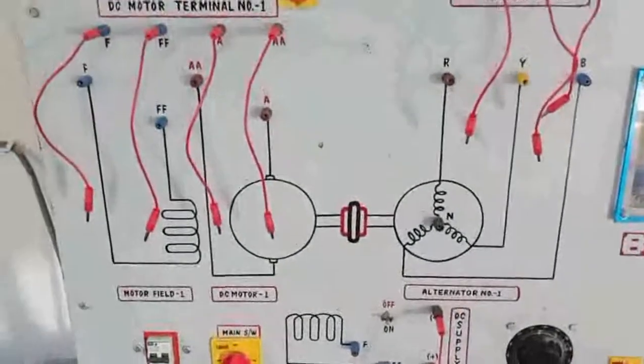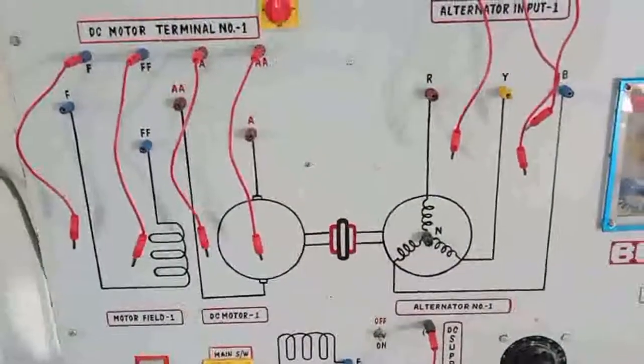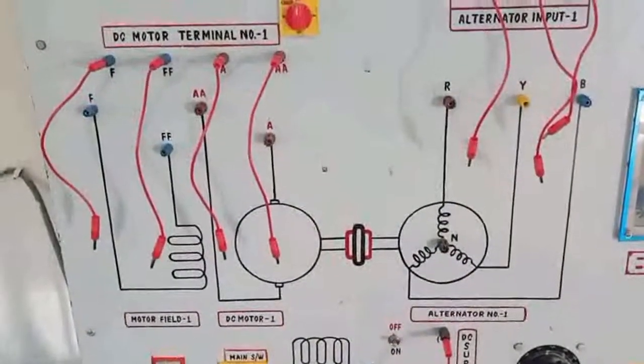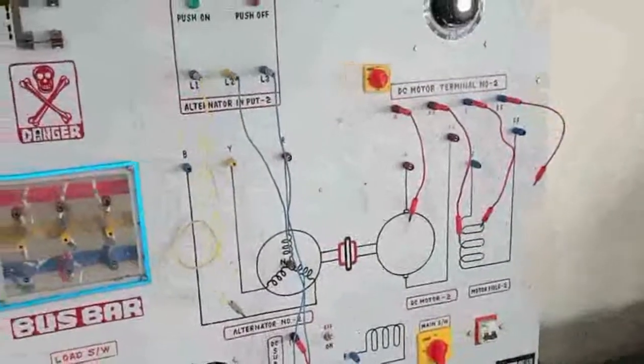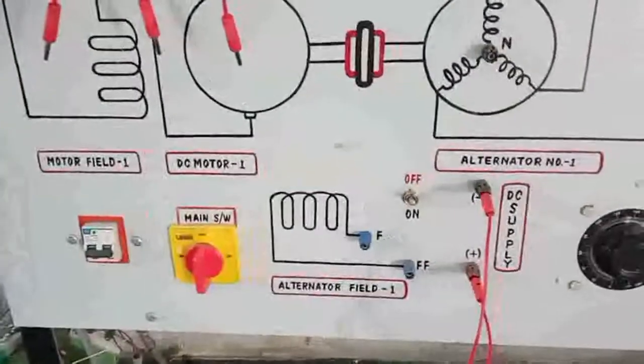In the below section, as we can see in the diagram, there is an alternator on the right hand side and on the left hand side we have a DC machine coupled with each other. This side panel also has the same connection diagram, and in the below section we can see the alternator field.